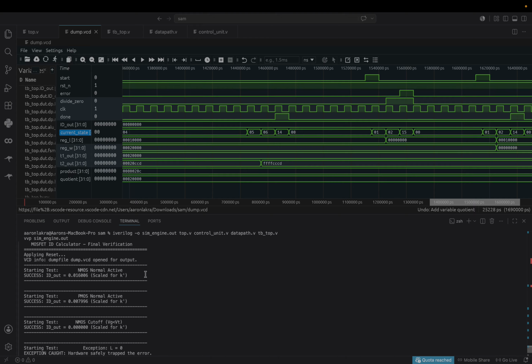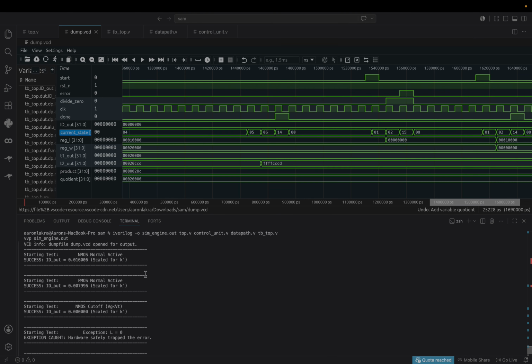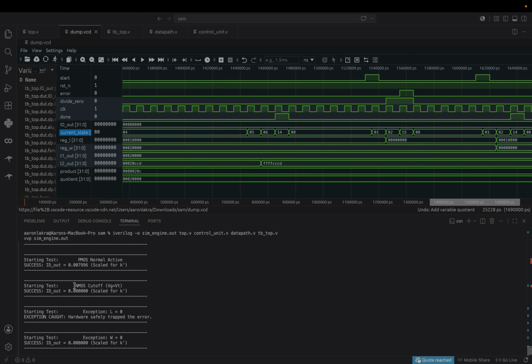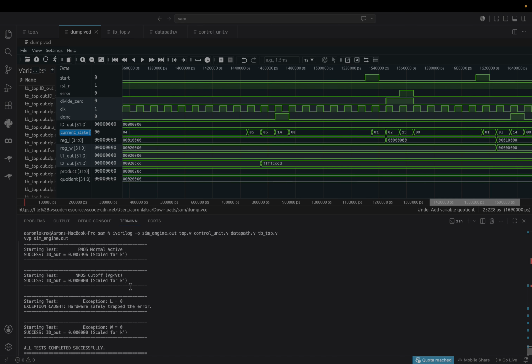First we tested for NMOS normal operation mode, then we tested for PMOS normal active mode, and third is the NMOS cutoff mode.